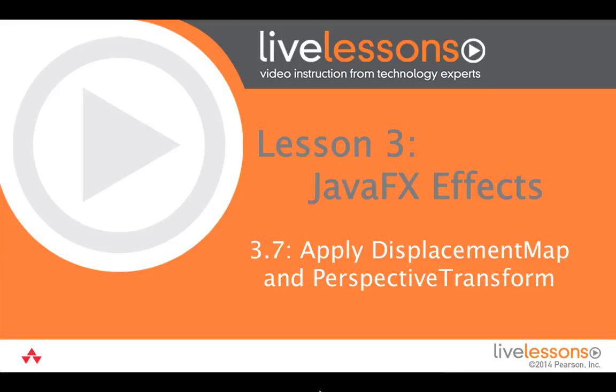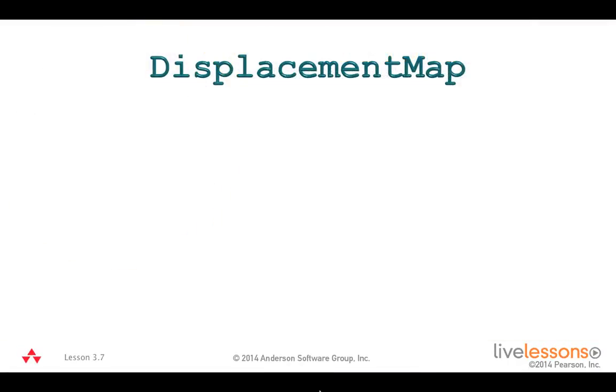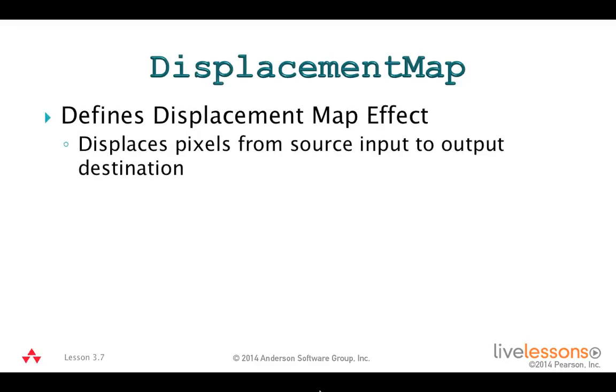This is Lesson 3.7, Apply Displacement Map and Perspective Transform. Let's begin with the Displacement Map effect. Displacement Map lets you displace or move pixels from an input source to an output destination.